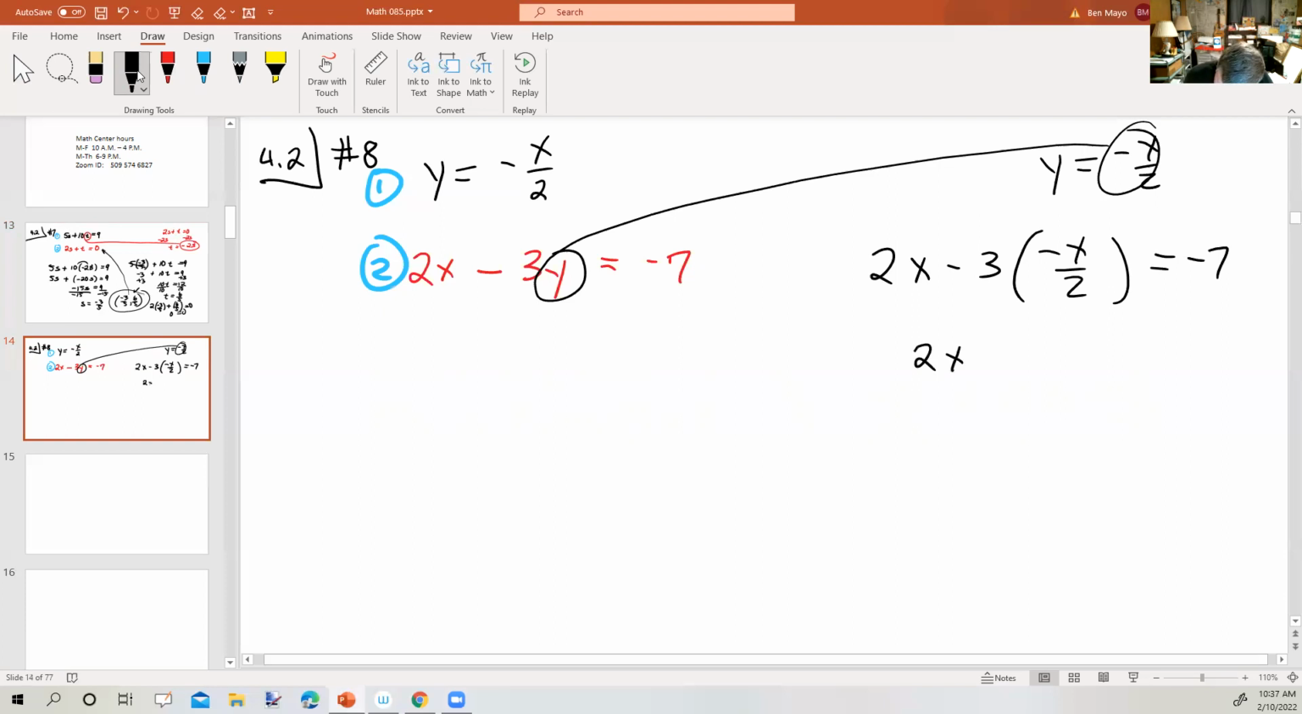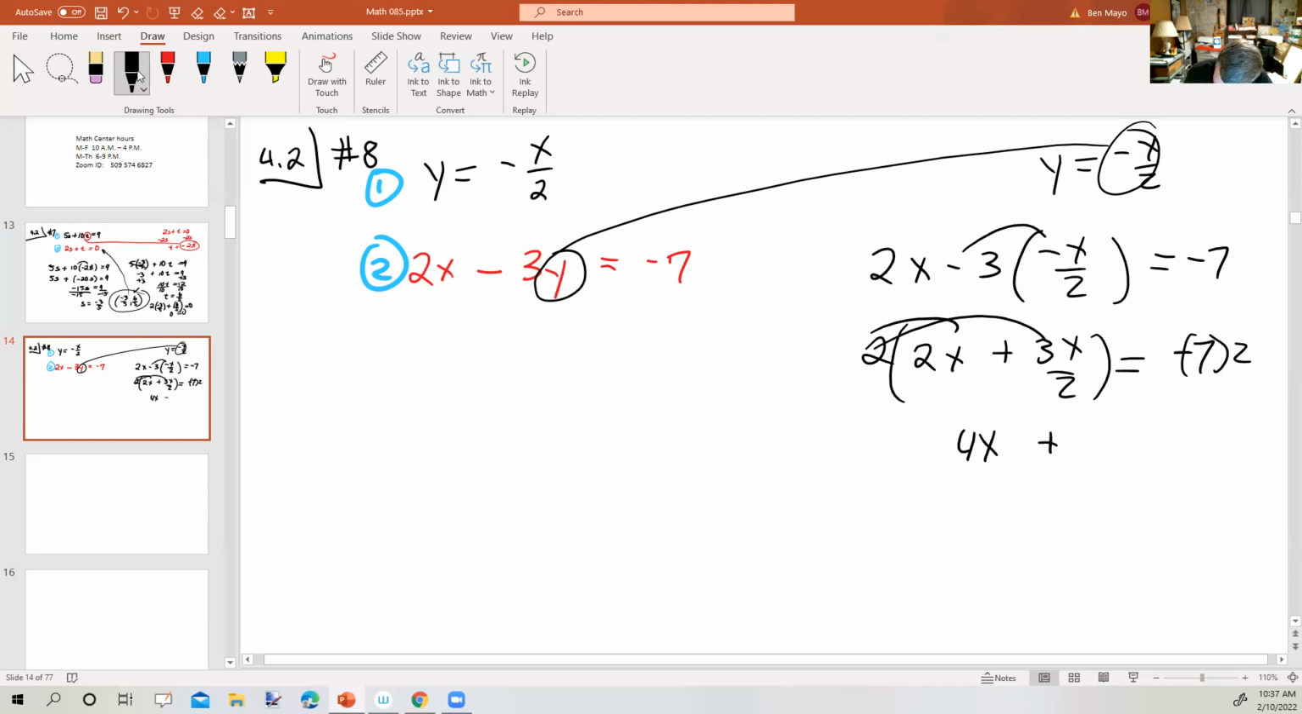So 2x, let's see, minus 3 times minus x would be plus 3x over 2 equals negative 7. We could clear the fractions or we could add them. Well, let's go ahead and clear the fractions. So we'll multiply both sides by 2. So I get 4x plus 3x equals negative 14, because 2 times 2x is 4x, and 2 times 3x over 2 would be 6x over 2, or 3x. Going on, 7x equals negative 14, and finally x equals negative 2.